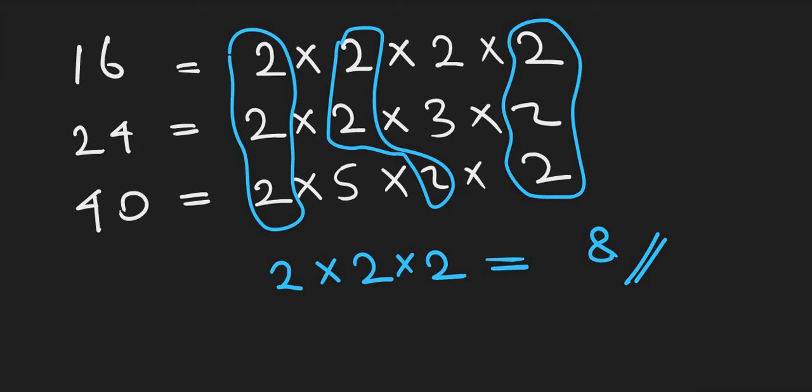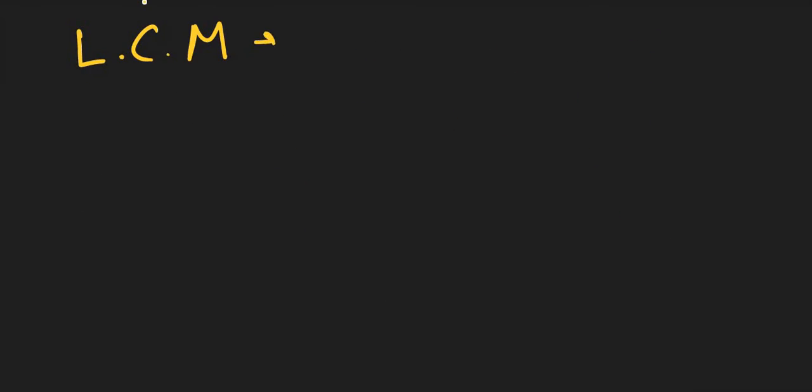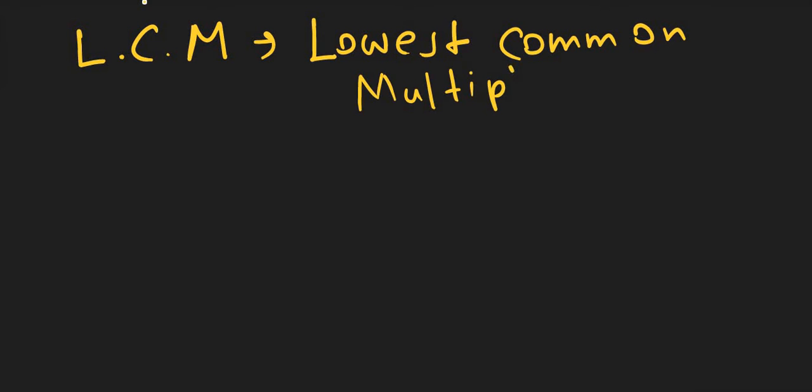Let's look at another concept related to factorization: LCM, the lowest common multiple. The lowest common multiple of a set of numbers is the smallest number into which all the given numbers will divide exactly. Let's say I consider 4 and 6.